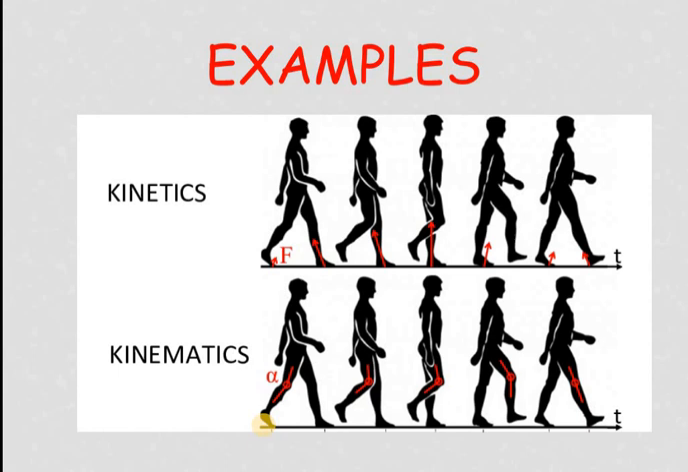Here you have a very simple example to distinguish between kinetics and kinematics. You just observe the two figures. At first look, you may find it the same picture. Of course, it's the same person walking along a straight line. Now, if you keenly observe, you find that in the first figure, the force exerted by the leg of the man is expressed. Its direction is shown. So, in the first figure, the action and reaction forces are mentioned.